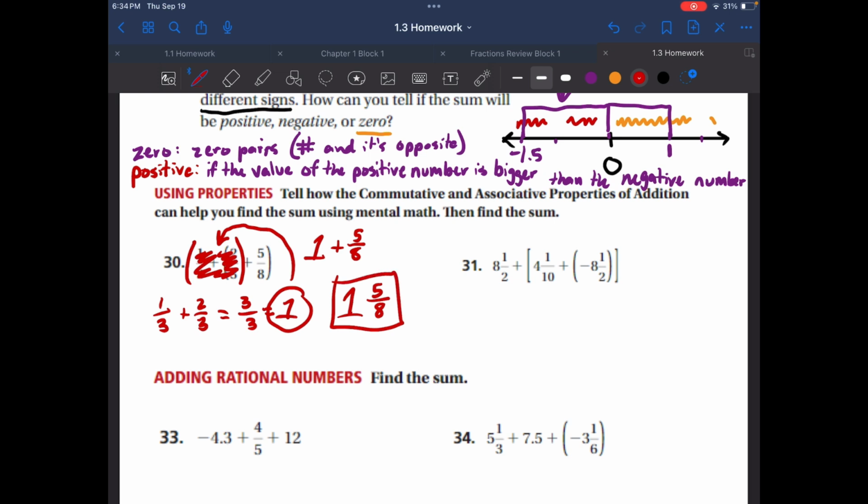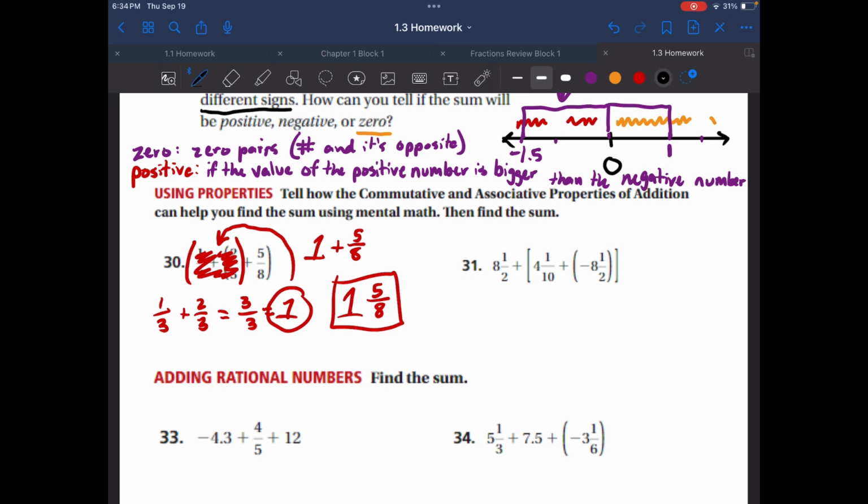So, by moving around where my parentheses were, I made it so much easier than adding 2/3 plus 5/8 right away. 1/3 plus 2/3 was 1. All I have to do now is tack on the 5/8.